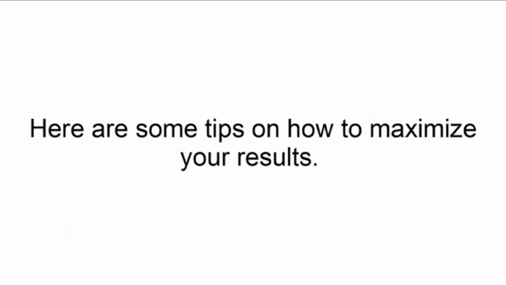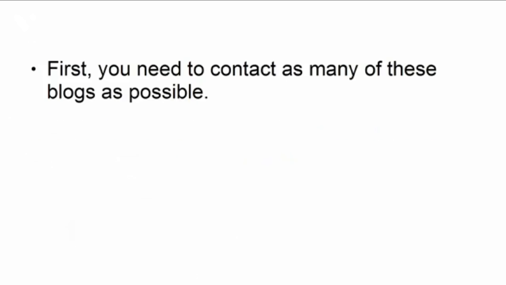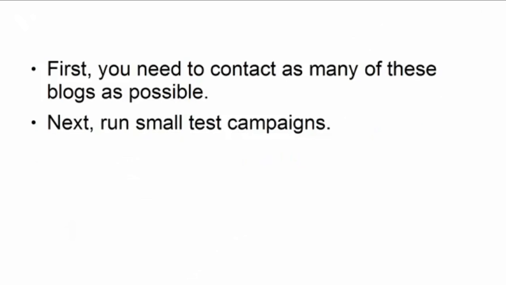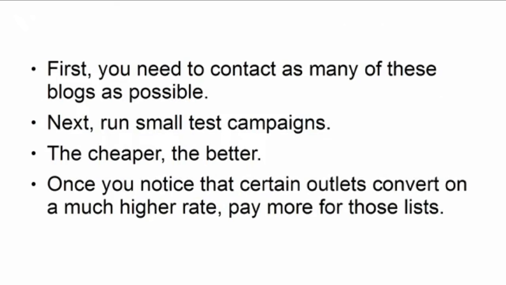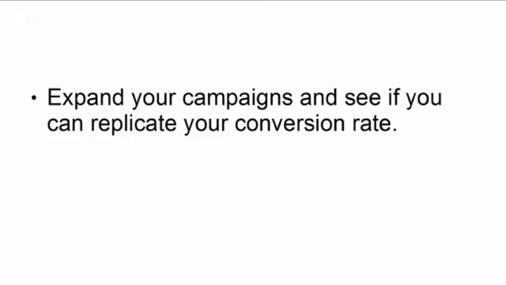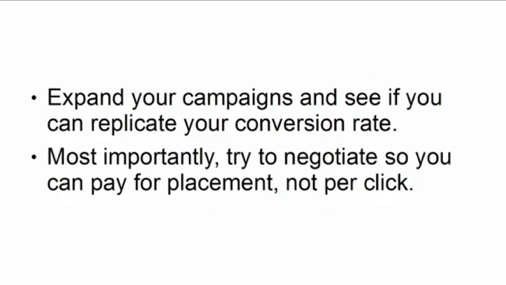Here are some tips on how to maximize your results. First, you need to contact as many of these blogs as possible. Next, run small test campaigns. The cheaper, the better. Once you notice that certain outlets convert at a much higher rate, pay more for those lists. Expand your campaigns and see if you can replicate your conversion rate. Most importantly, try to negotiate so you can pay for placement, not per click.